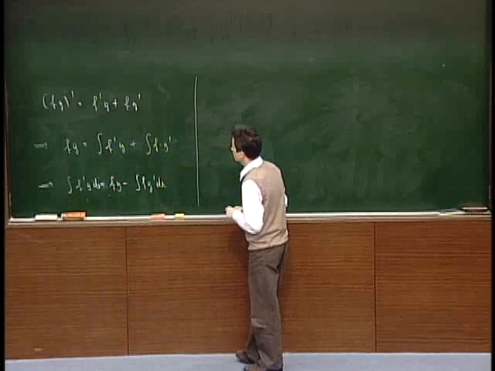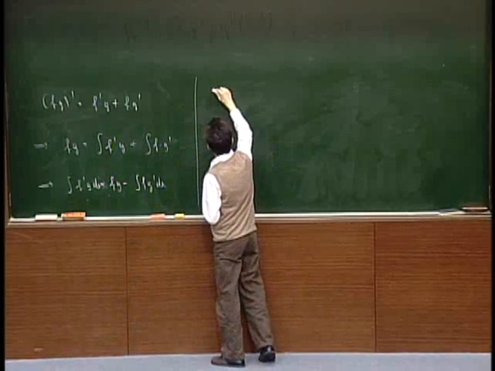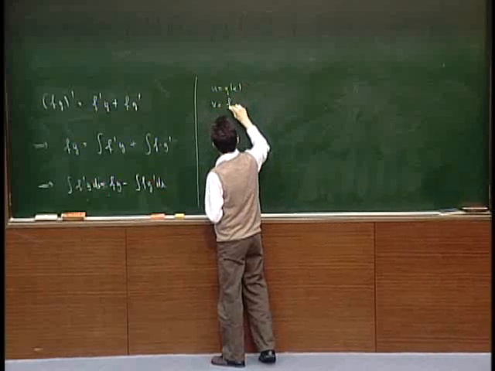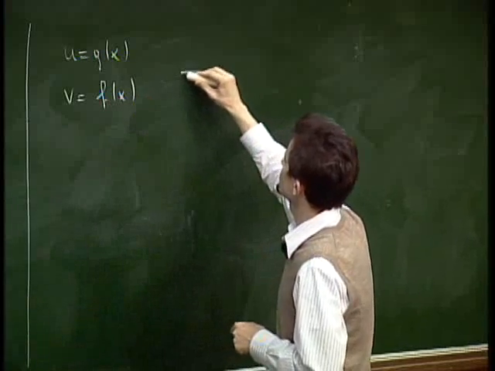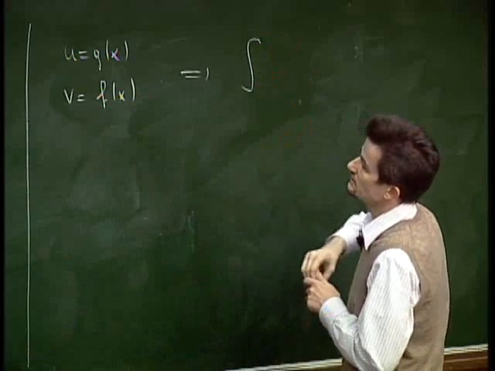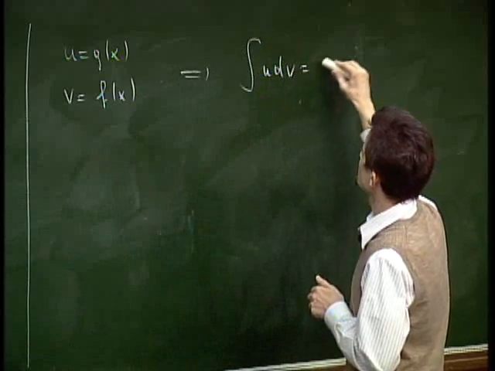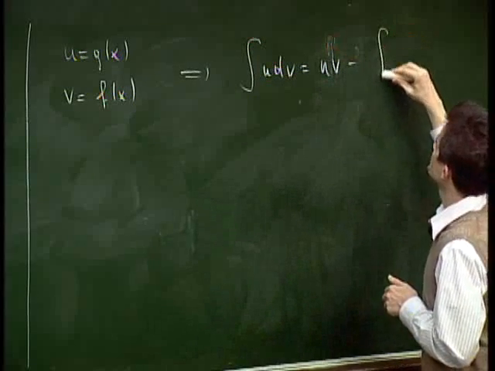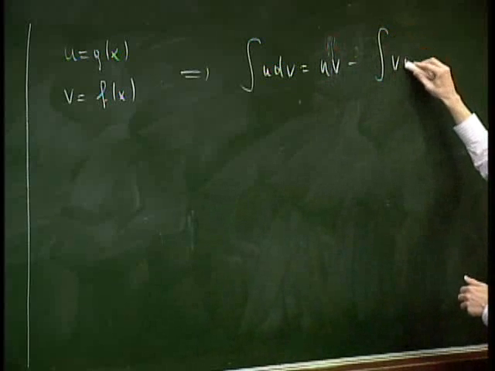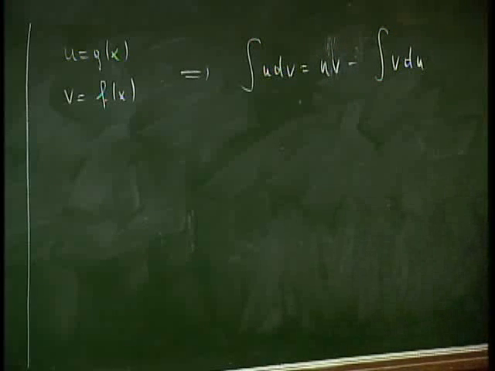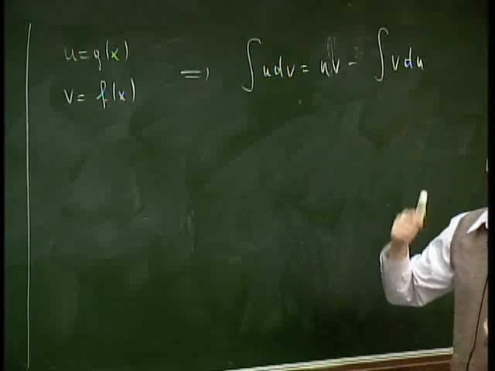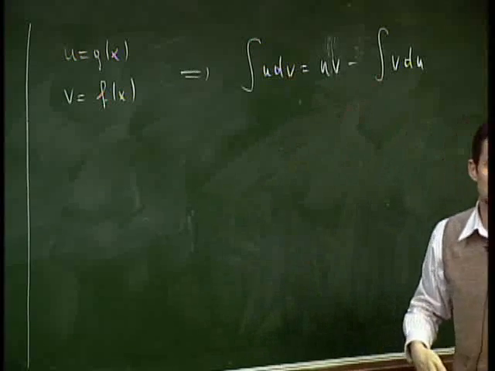because sometimes this rule is also written in this form. So if you set u equal to g of x and v equal to f of x, then you can write this rule as the integral of u dv is equal to u v minus the integral of v du. Sometimes you see it in this form, but actually it doesn't make a lot of sense, because this would be a new symbol for the integral. So this is just a rule to memorize. It doesn't make any sense.